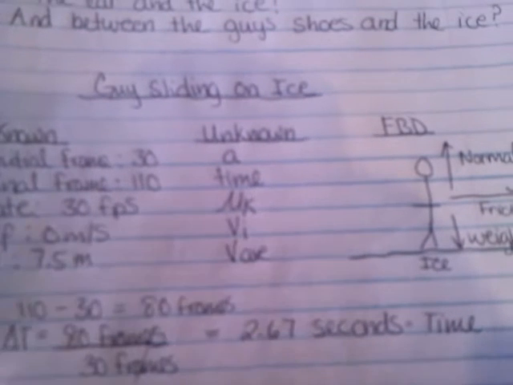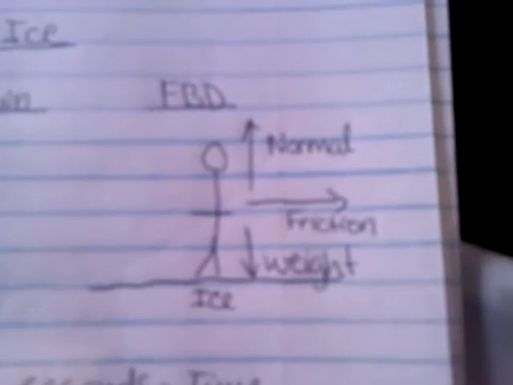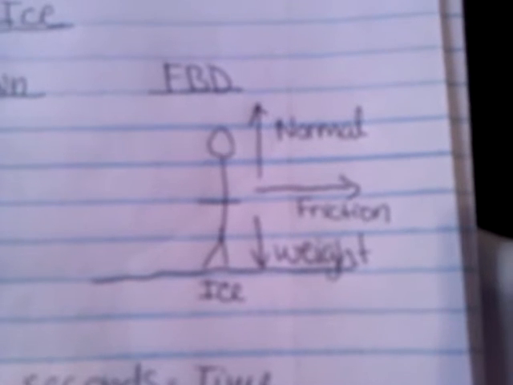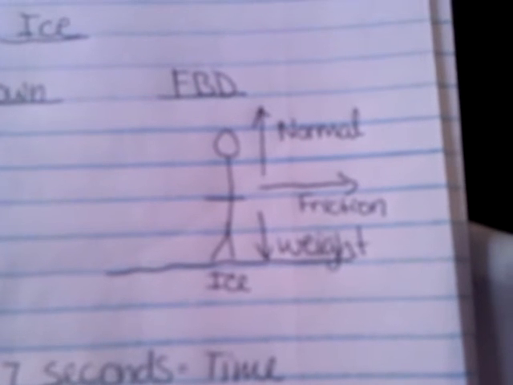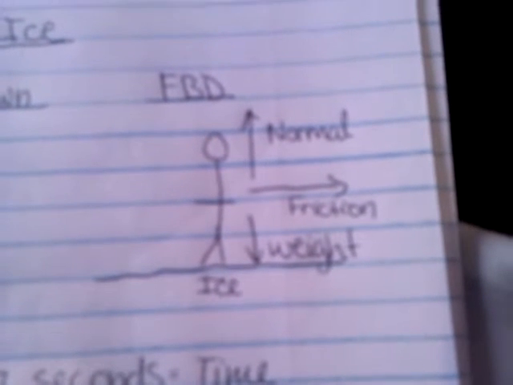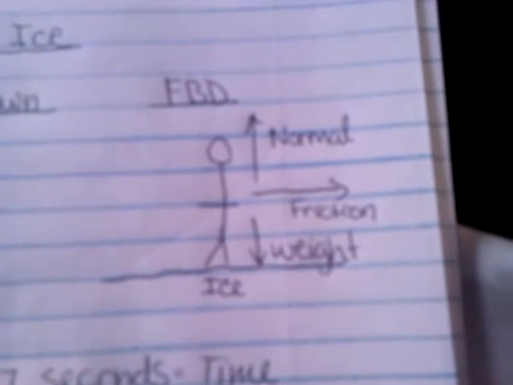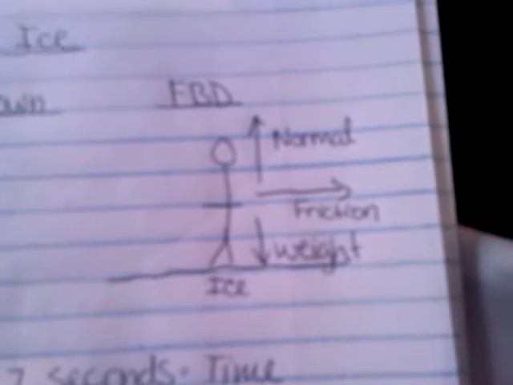Then our unknowns: we don't know the acceleration, we don't know how long he slid for, we don't know the coefficient of friction, which is what we need to find, and we don't know the initial velocity or the average velocity. Then I drew a free body diagram of the man. The only forces acting on him once he stops running and is just sliding on the ice are the normal force, his weight, and the friction force, which is causing him to eventually come to a stop.